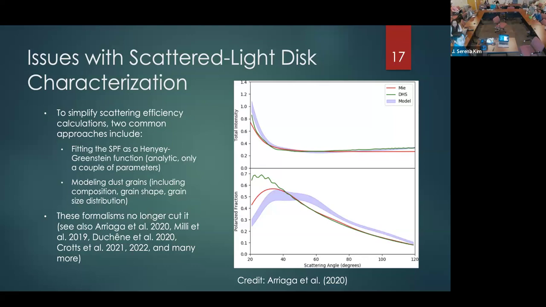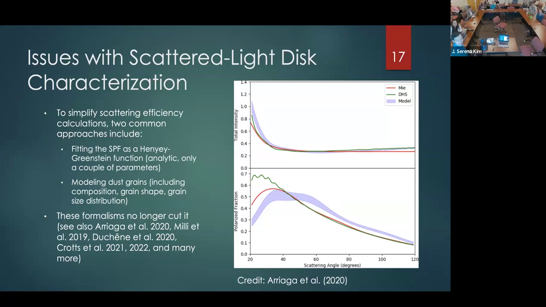The other way you can do this is you can parameterize some of the properties of the dust grains themselves. So the composition, the shape of the grains, the size distribution of the grains. But as we've been seeing from all of these studies that we've been doing in high contrast imaging land, none of these formalisms actually work very well, and it's incredibly degenerate.